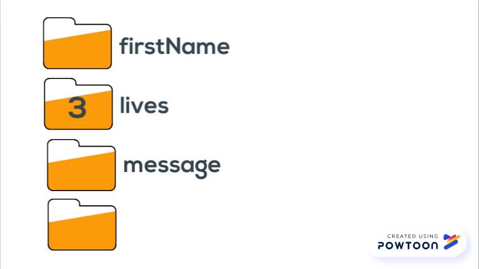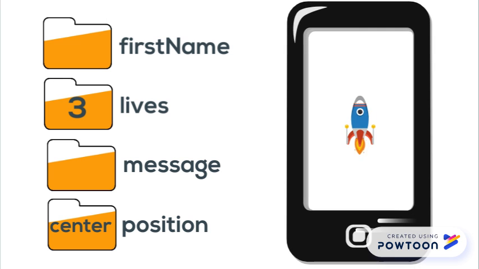Folder 4. The spaceship will always start at the same place each time a new life is given. During the game, the spaceship's position depends on the user, but we need to reset it to the center of the screen when they have a new life. We have a variable called position, and it will be set to center screen.